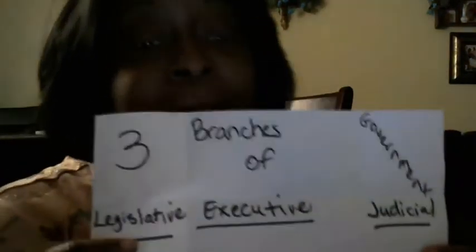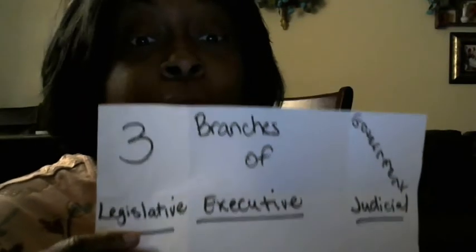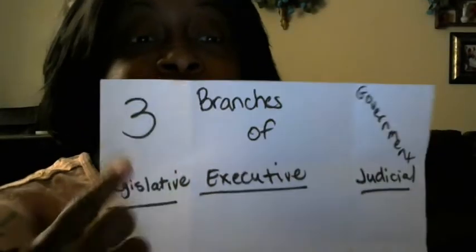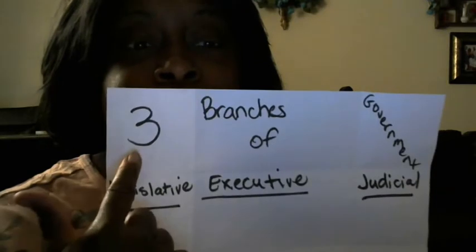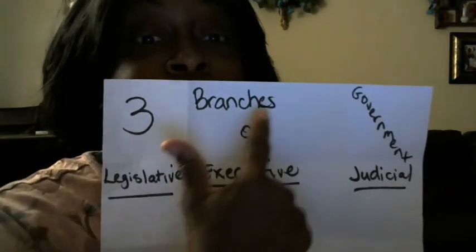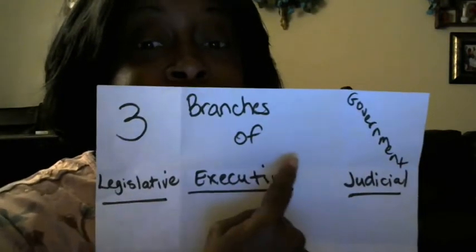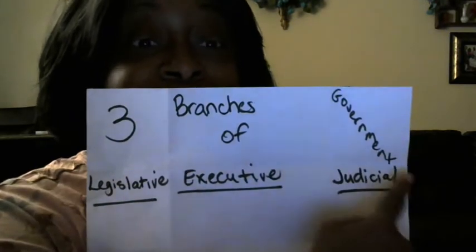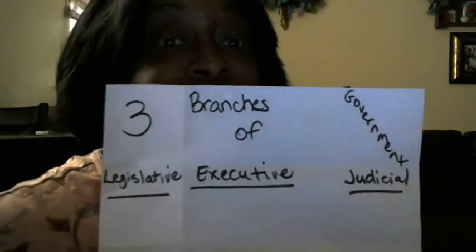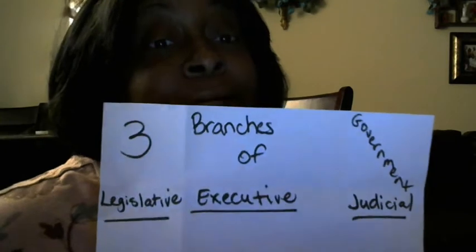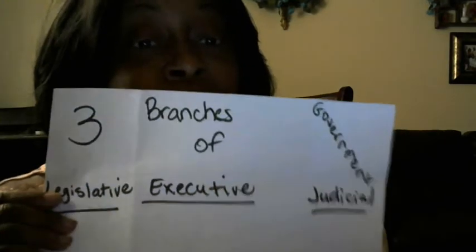Now, what I would like you to do is take your marker, your color, and write the number 3 in the first square. Okay? Then write branches of in the second square. Then write government in the last square on the top. That's what I would like for you to do. So if you need to pause the video, you can, and write that down.